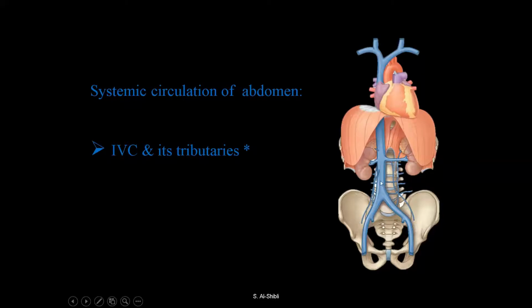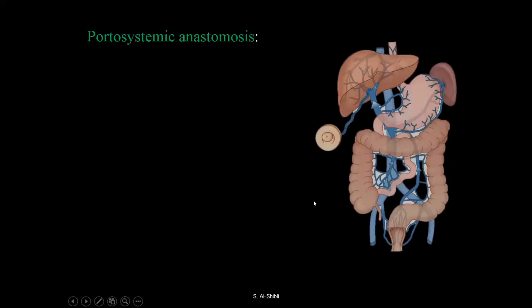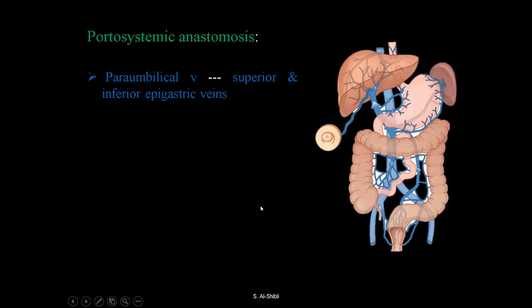We have the systemic circulation, mainly the inferior vena cava and its tributaries, and also we have the portal circulation and its tributaries. The important thing is that there is important site for anastomosis between these 2 systems, the systemic circulation and the portal circulation. It is of crucial importance to understand and to know these sites. Actually, we have the major 4. Sometimes we have 5, but usually we insist on 4 portosystemic anastomosis.